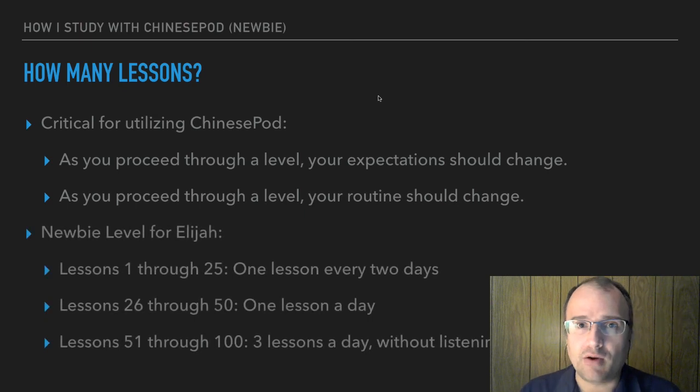So this is kind of how it looked for me. The newbie lesson level for Elijah. This is not exact. I'm trying to remember what I did 10 years ago. Basically, it was like this. Lessons 1 through 25, I did one lesson every 2 days. More than that was overwhelming. But then, lesson 26, I noticed it was a lot easier. So I was starting to do one lesson a day.